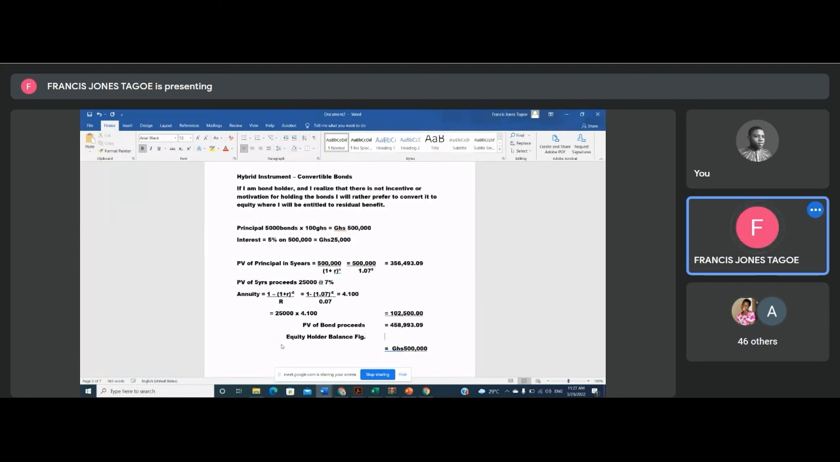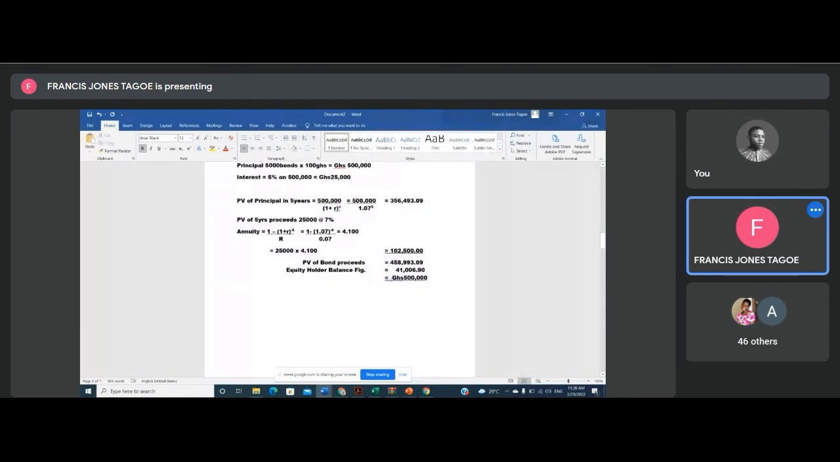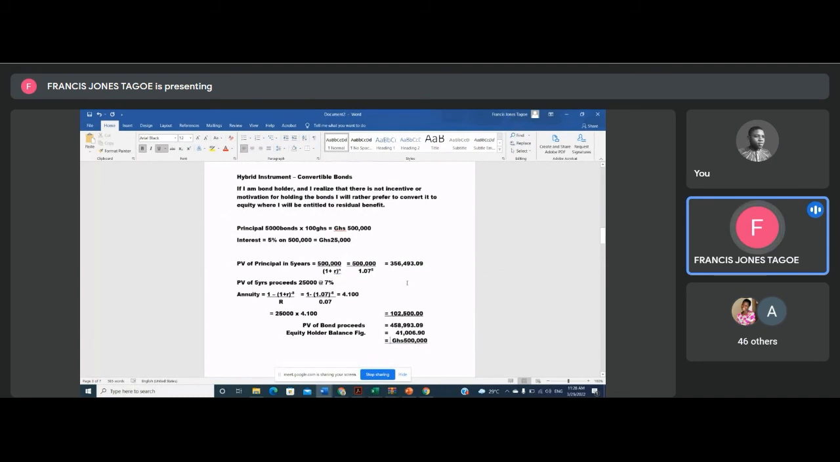It is the balancing figure. Okay, what is the difference? 500,000 minus 4,589. So that is how to work out a typical convertible bond situation. Okay. So it is reasonable to convert it. If you want to advise investors, it is prudent to convert the bonds to equity at some point in the future. Okay. Are there any questions? Those who are copying, please copy quickly. Are there any questions?